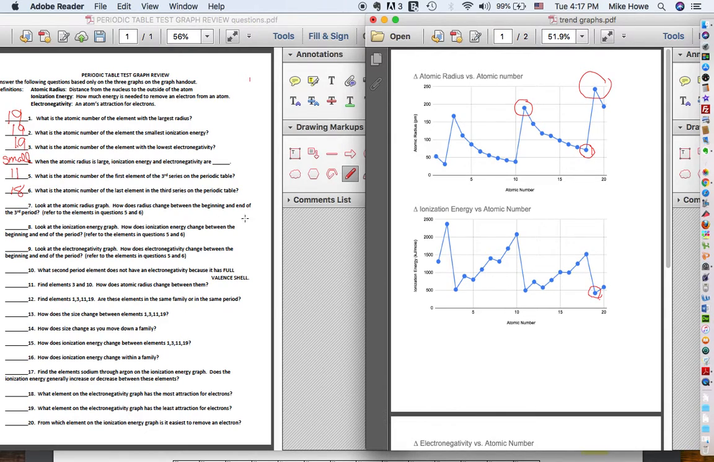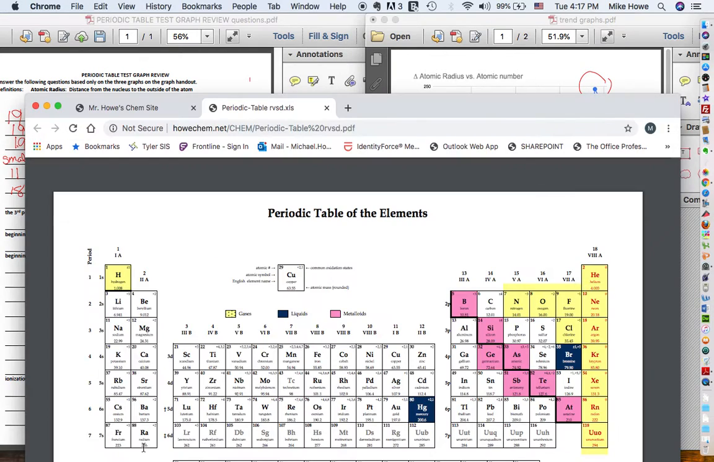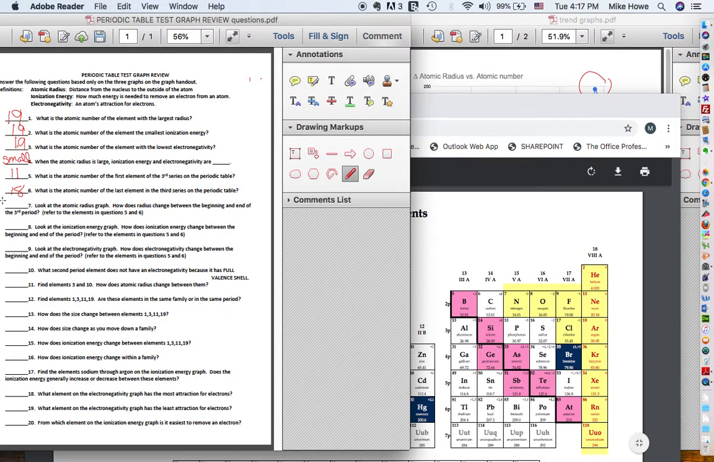How does the radius change between the beginning and the end of the third period? Referring to questions 5 and 6, 11 and 18, which again are sodium and argon. So the radius is getting smaller. So what I'm trying to get you to see is, as you go across the periodic table, the size gets smaller. I can't write on this one, I don't think, because this is on the internet. But as you start over here big, and you go to small. All right, so decrease would be a word that would mean get smaller.